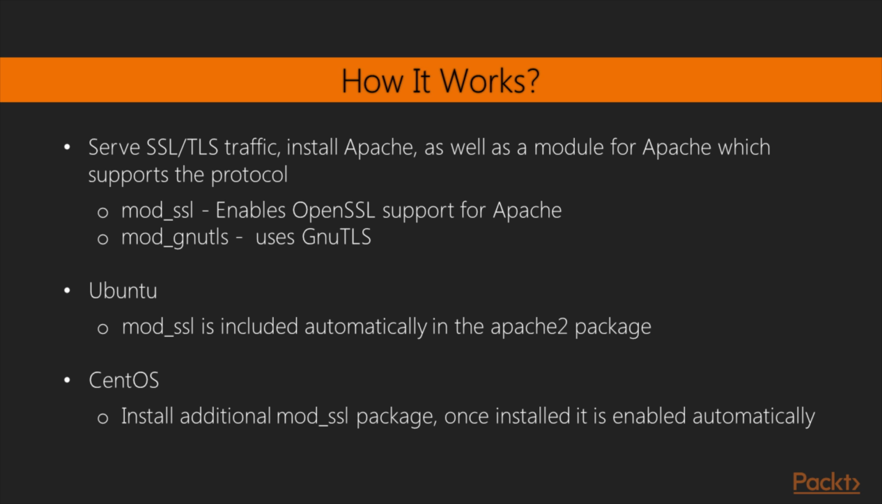You just need to enable it using a2enmod, Apache 2 enable module, and a2enconf, Apache 2 enable configuration. Ubuntu will automatically launch the Apache process on boot up. For CentOS, you need to install the additional mod_ssl package instead, but once installed it is enabled automatically. CentOS doesn't require an additional step in order to enable the daemon on boot up, however, which is handled via systemctl, part of the systemd package. Splendid! In this video we saw how to configure Apache with TLS.